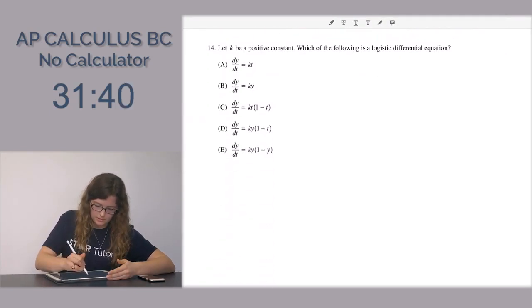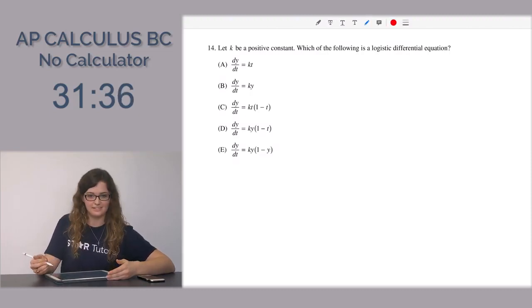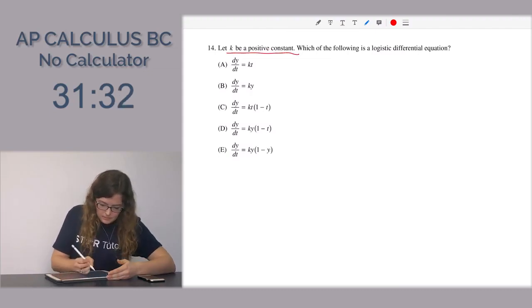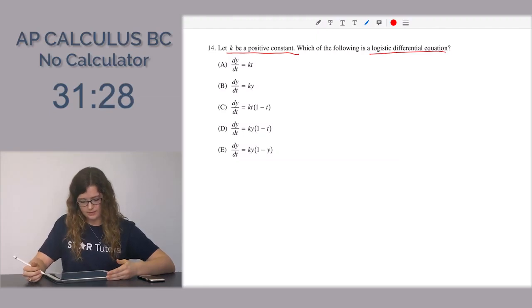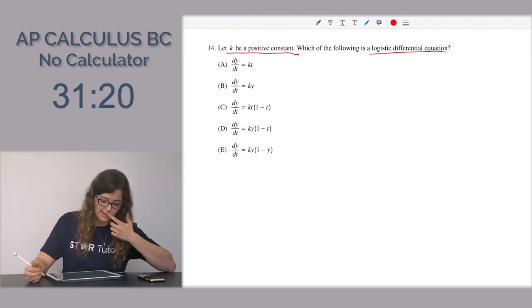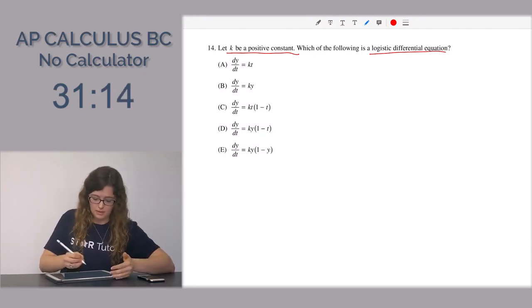Okay, 14. Almost halfway through time as well. Let k be a positive constant. Which of the following is a logistic differential equation? All right, so again, I think this is a BC topic. There are two main types of differential equations, the logarithmic and the logistic. If you don't remember which one's which, skip this problem. If you remember which one it is, then it's going to be a simple problem.